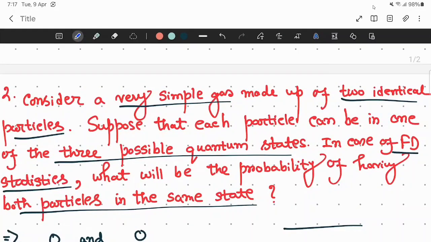Identical means, let's say, when you are taking a gas, it may be hydrogen gas, it may be oxygen gas, but when you are considering only one kind of gas, that means each particle of that gas is identical. It is difficult to differentiate between two oxygen molecules, right? Can you?